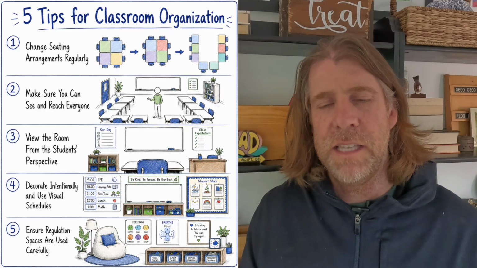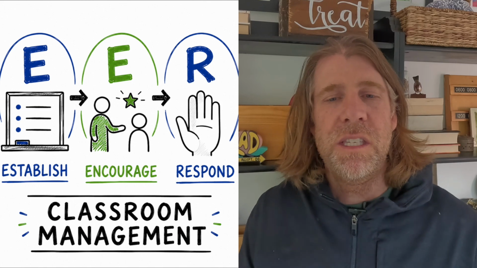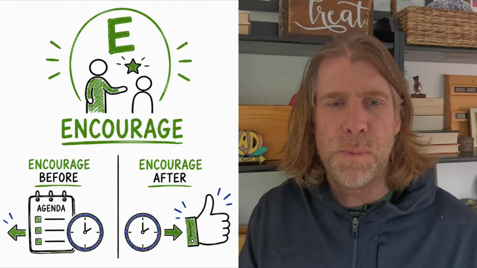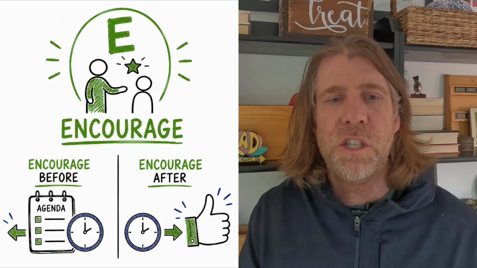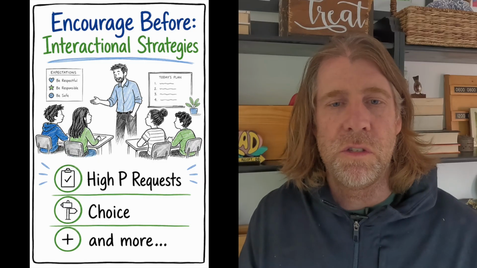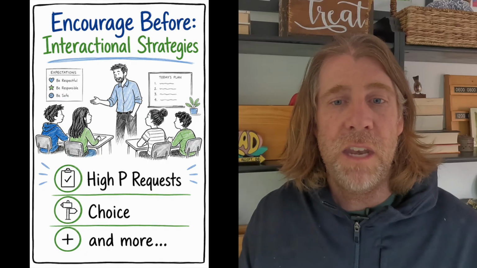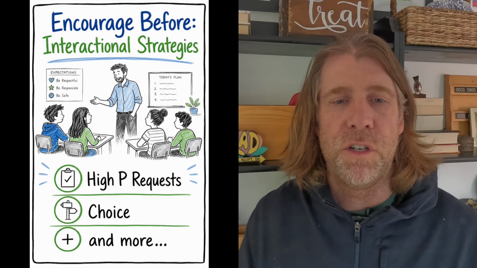What we've looked at today is actually one part of a larger framework: establish, encourage, respond. These tips fall under the encourage part, specifically encourage before. These are things we do before behavior occurs to make expected behavior more likely. Encourage before itself has 3 broad areas: the physical environment, how we interact with students, and how we approach instruction. In the next video, we'll look at the second one, our interactions with students. We'll explore how small changes in the way we communicate can prevent many behavior problems before they ever develop.